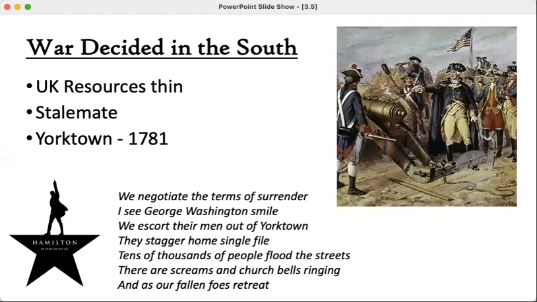So the war ended up being decided in the South. The British resources were very thin by this point. We see that in Yorktown in 1781, General Cornwallis pushes himself onto a peninsula and ends up being trapped. He is besieged. The French bring in the French Navy to keep them from being rescued by the British.